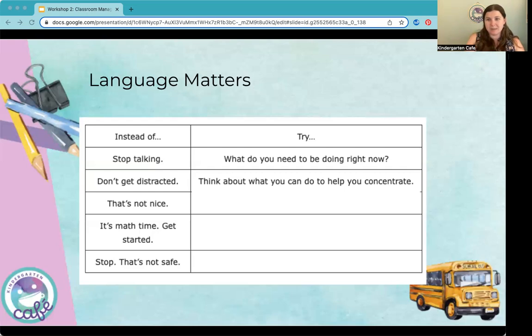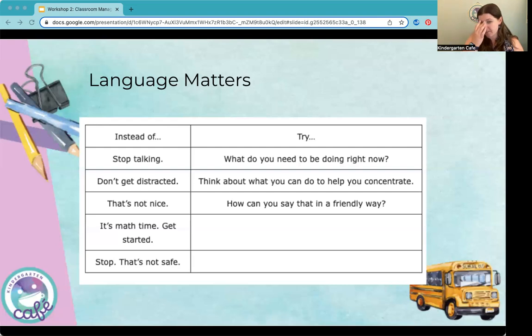Instead of that's not nice, a reminding direction, question, statement, that's the word, would be, how could you say that in a friendly way? So you're not giving them the words because you've taught about it, you've practiced it, you believe in their ability to fix it, and they just need a quick little reminder. Instead of it's math time, get started, you could say, what will you need to do so you can be ready for math quickly? It's putting that ownership on them to be responsible as opposed to you telling them how to be responsible or what they have to do.